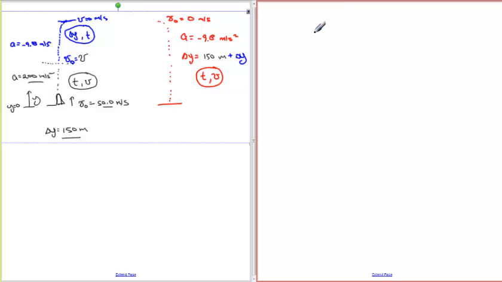So let's do each one of these separately. Now we're going to use this kind of visual thing. So for the black part, we had V0 equal to 50 meters per second.